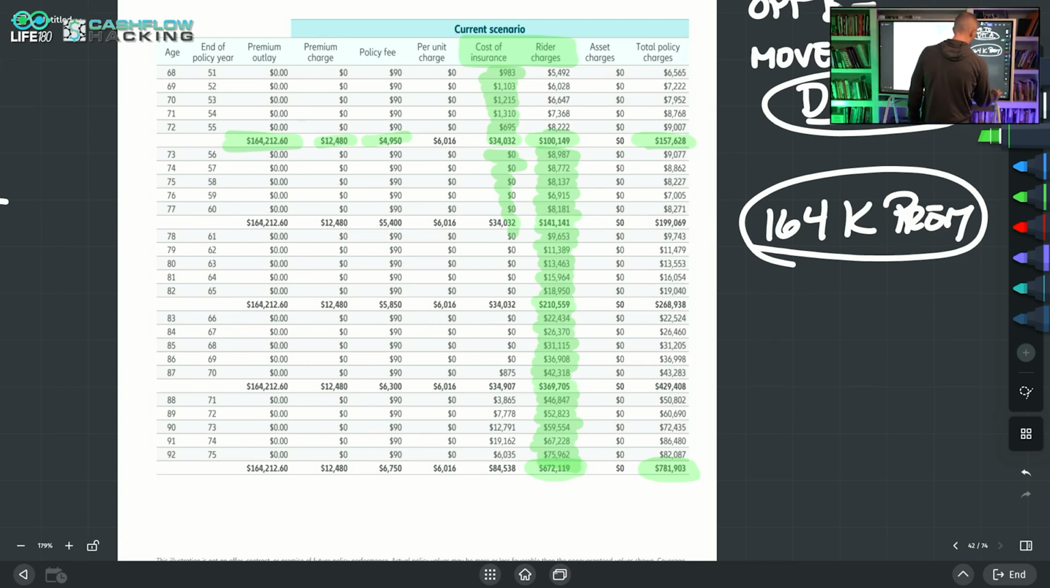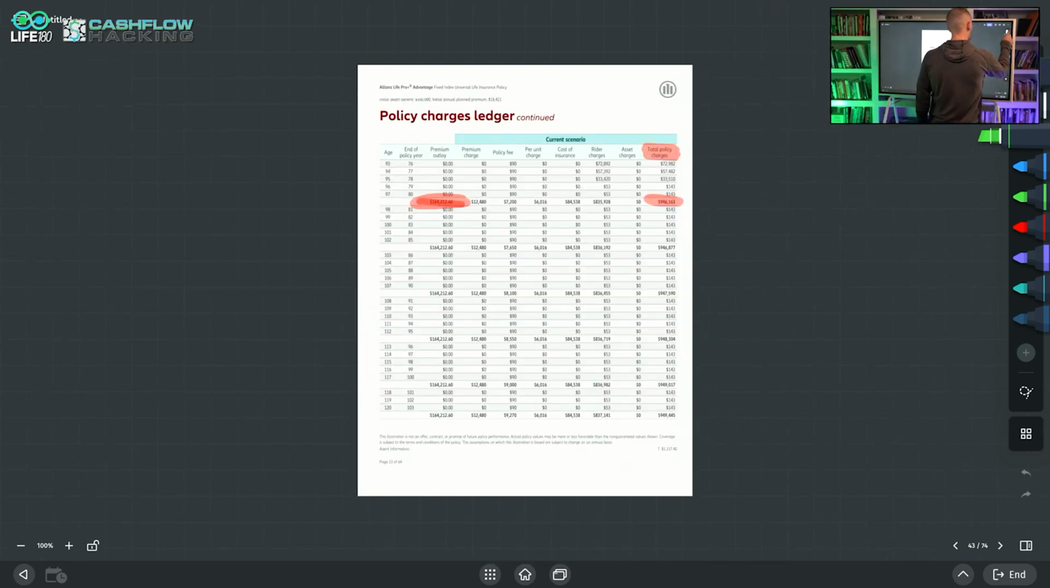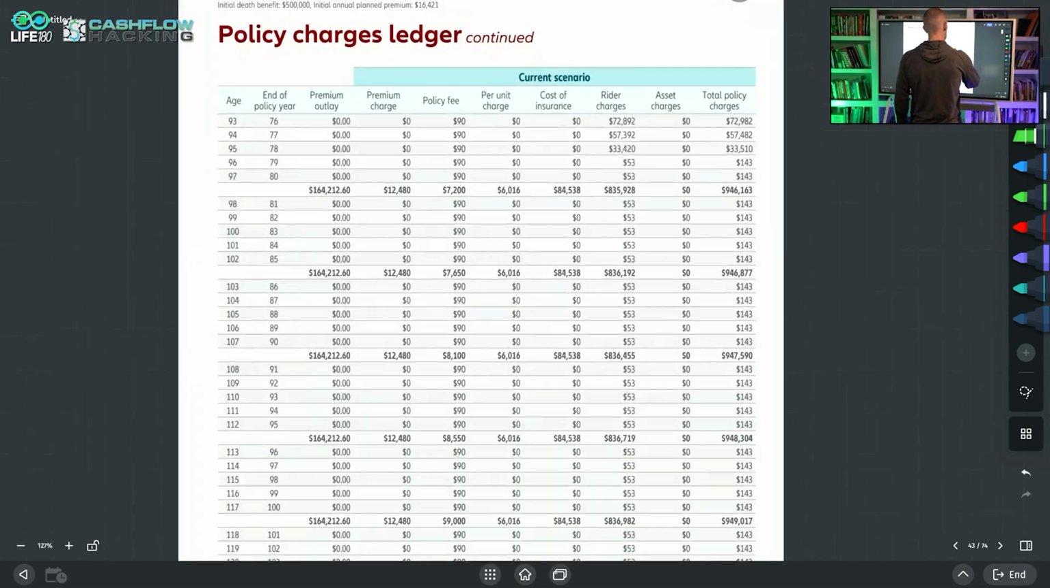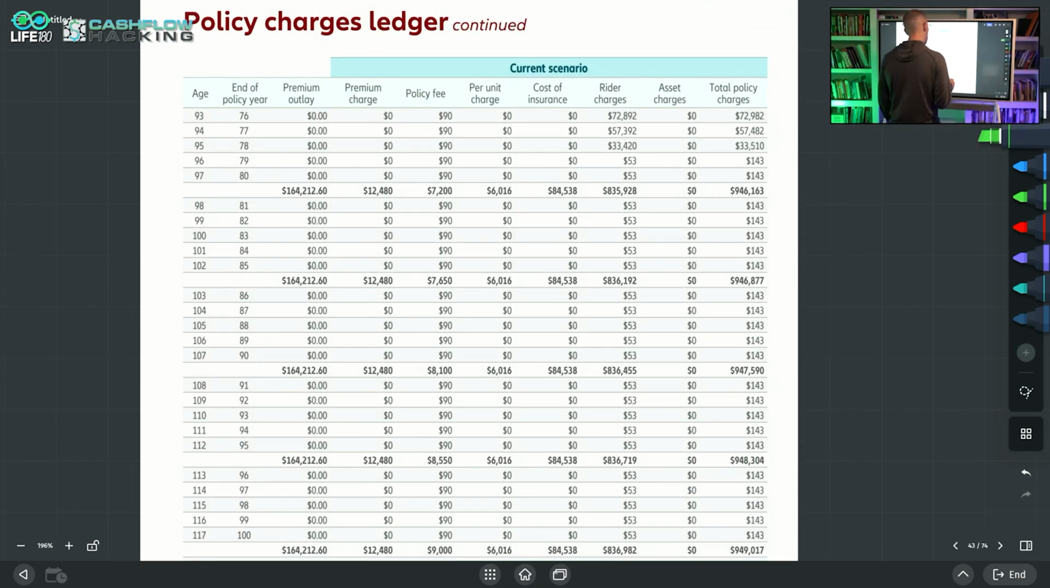And if you live longer, I'll tell you this, I'm going to just go here and zoom in and look at this. We're looking at $946,000 of total cost of insurance if you live to the age of 90. So that's like a 5+X multiplier compared to what you put in for premium. You paid only $164,000 in premium. They're literally, if you live long enough, charging you $946,000.